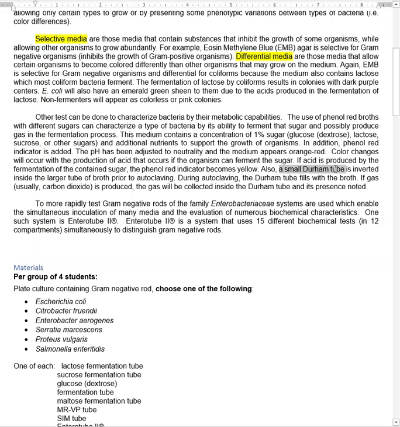In addition to which, there's a little tube in there that is upside down. When you get it, there will be nothing there. There'll be fluid all the way to the top. But if the bacteria, in addition to using the sugar, produces gas, usually you'll see a bubble inside that tube. That's called a Durham tube.